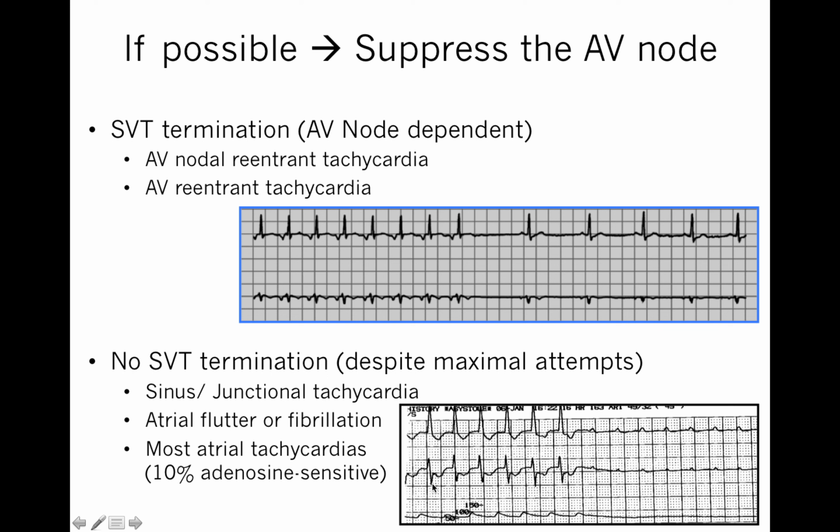Here's an example where adenosine or vagal maneuvers block the AV node. As you can tell, the P waves are still tachycardic. They don't terminate, but this may give you a chance to diagnose what exactly is happening.